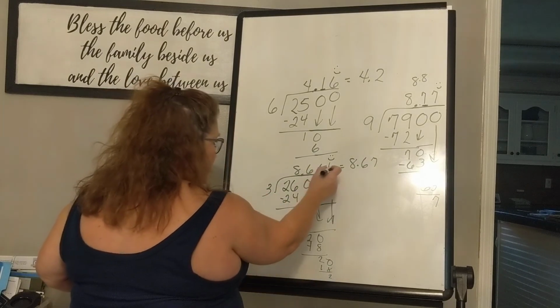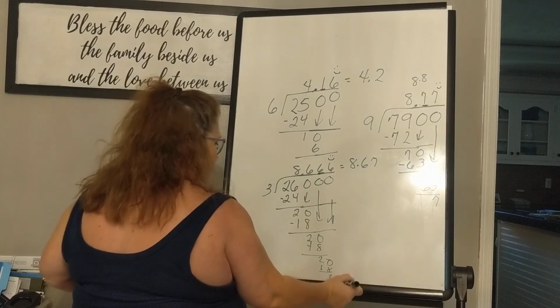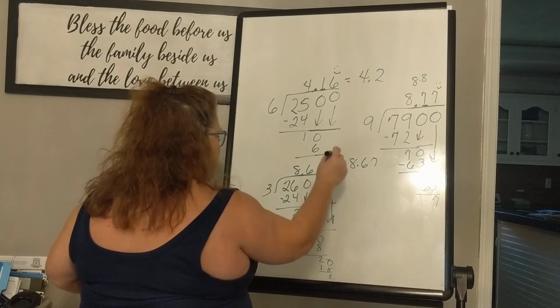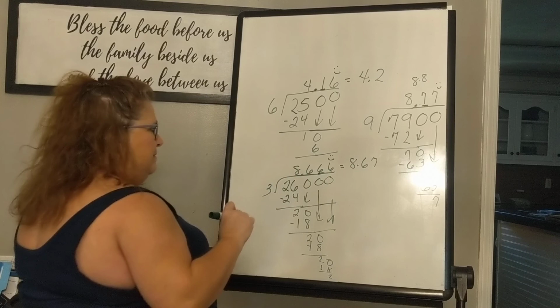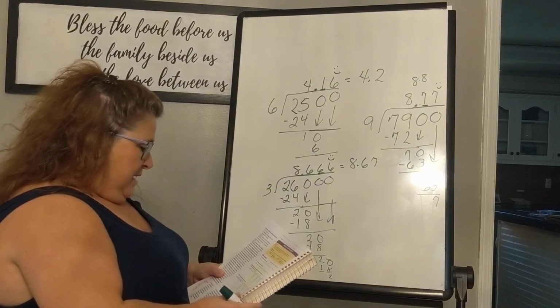And look, guys, this will just keep going on and on and on. It'll never end. Annex a 0, bring it down. How many times will 3 go into 26? Annex a 0, bring it down. How many times will 3 go into 20? That's another one of those problems that never end.